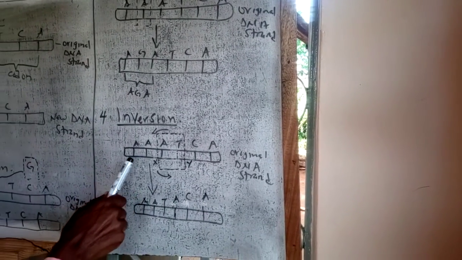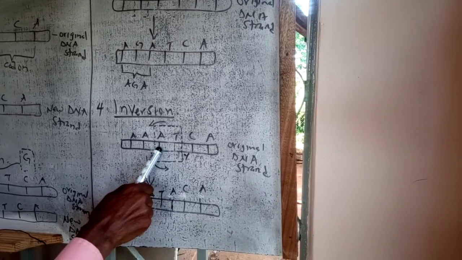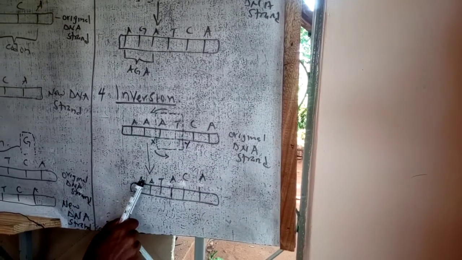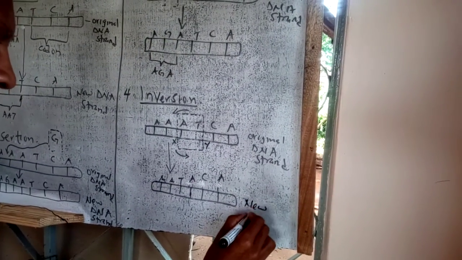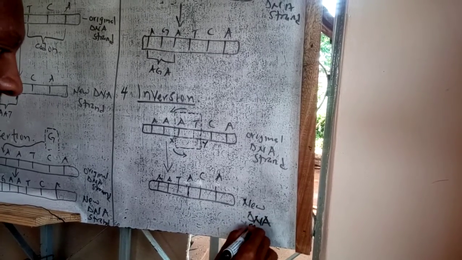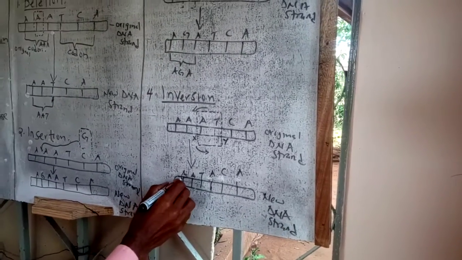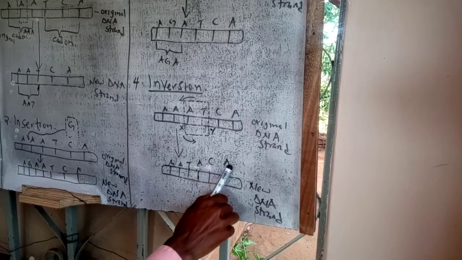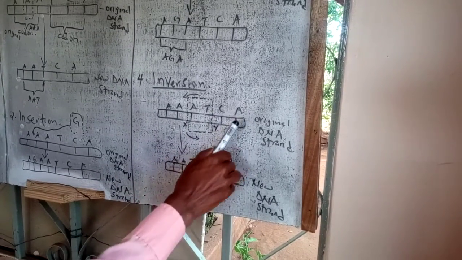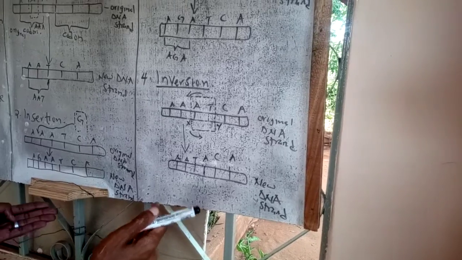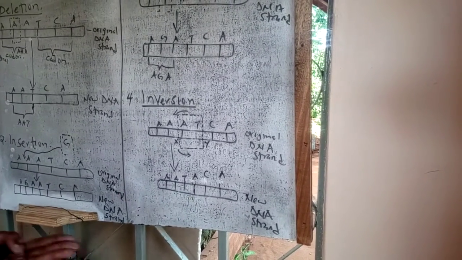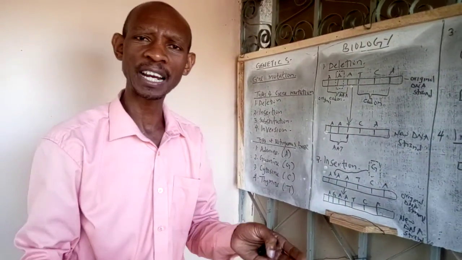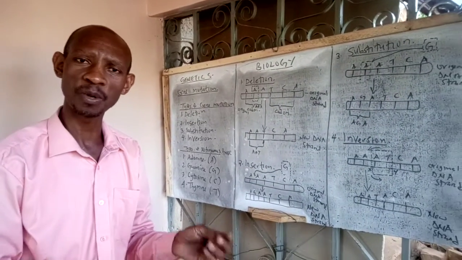And therefore you can see that the original codon was AAA for the first codon, and the second one was TCA. That is the second codon. What about in the resulting new DNA strand? How will be the codon? It is AAT, which is different from the first one, and the second codon is ACA, and the original was TCA. And therefore, as a result of the formation of the new codon, as a result of reversing the nitrogenous base sequence, it results to the synthesis of a different protein.